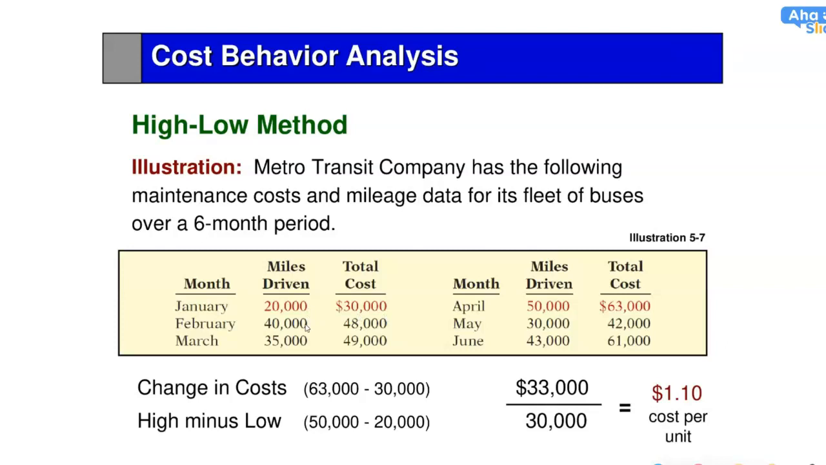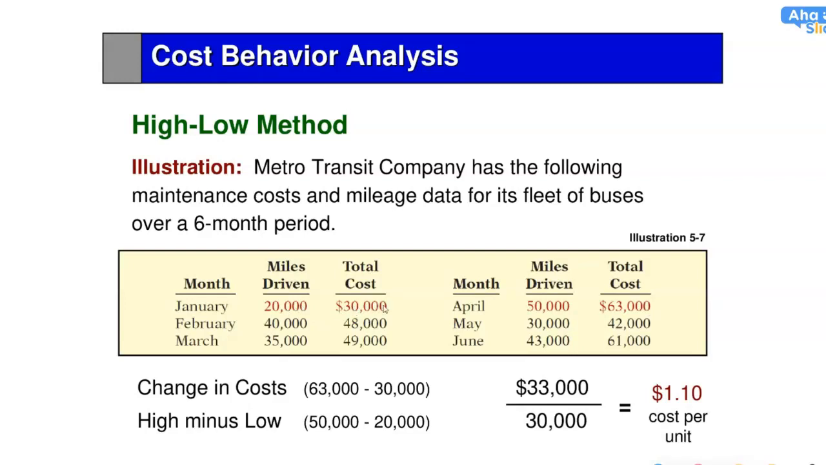Look, the activity doubled from 20 to 40, but the cost did not double. So this is a mixed cost. And I take the readings and I say, okay, look, at the high level of activity, 50,000, my costs were 63,000. At the low level, 20,000, my cost is 30.